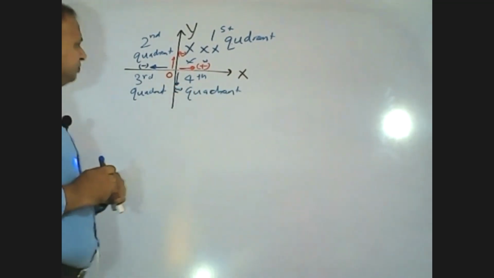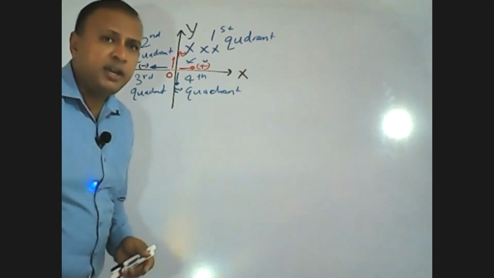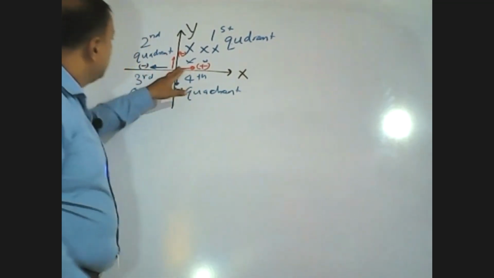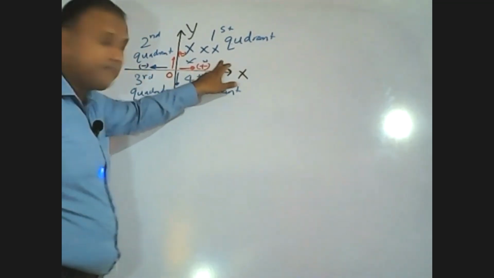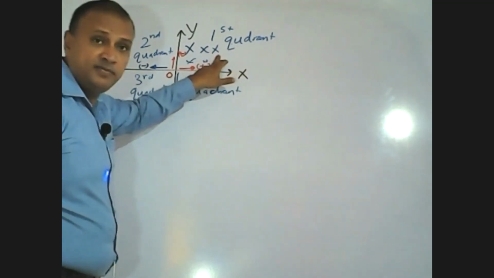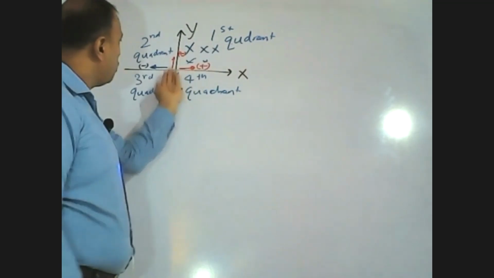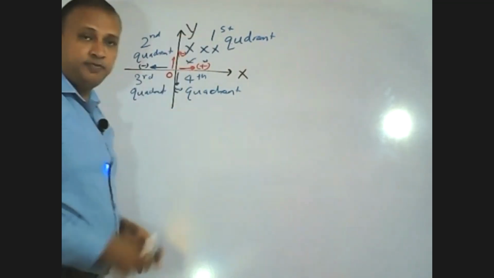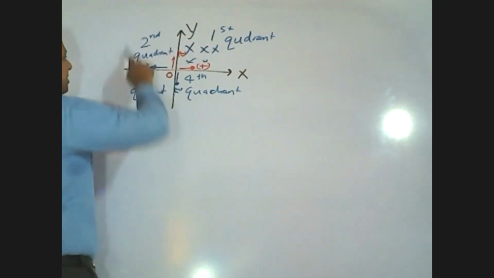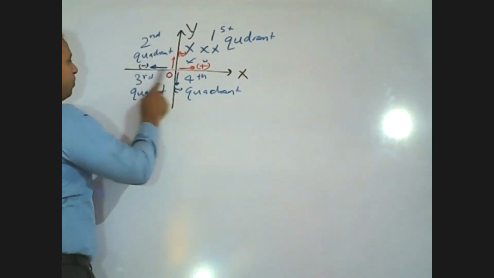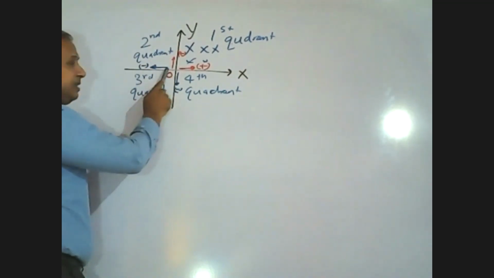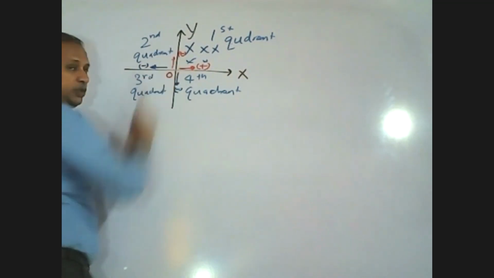Therefore, if we consider the signs of x and y, you can clearly see that in the first quadrant, x is positive and y is positive. If we consider the second quadrant, the x part is negative and the y part is positive.